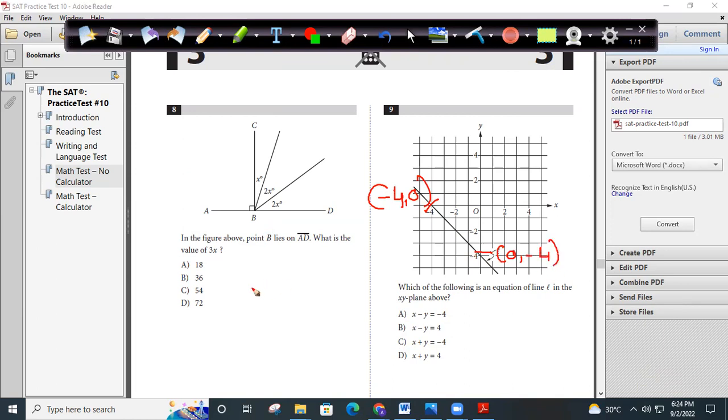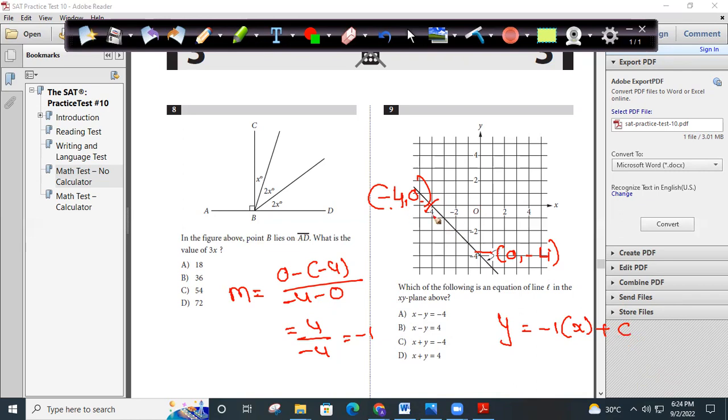Other point is 0, minus 4. Find the slope: y2 minus y1, 0 minus minus 4, divided by minus 4 minus 0. So slope is 4 by minus 4, which is minus 1. So y is equal to minus 1 into x plus c. To find c, plug in any one point. 0 is equal to, plugging this point, minus 1 into minus 4 plus c. Therefore c is minus 4. Therefore y is equal to minus x minus 4. Bring this side, x plus y is equal to minus 4.